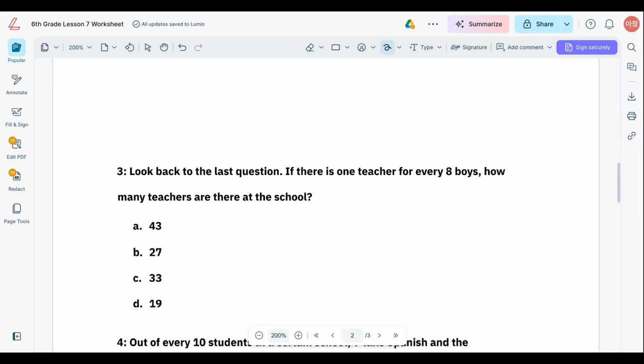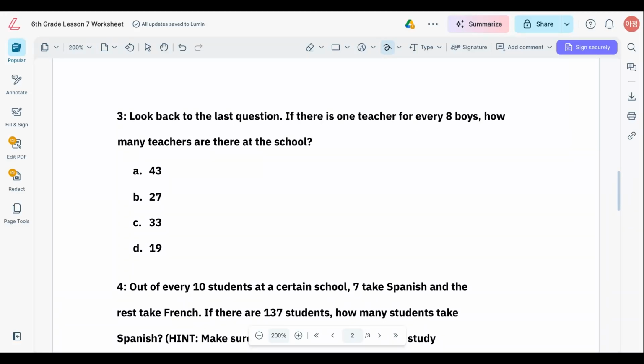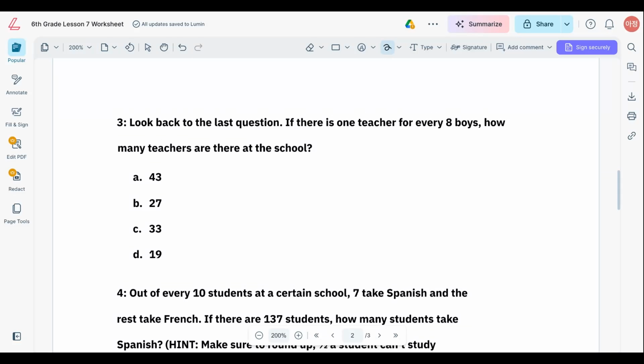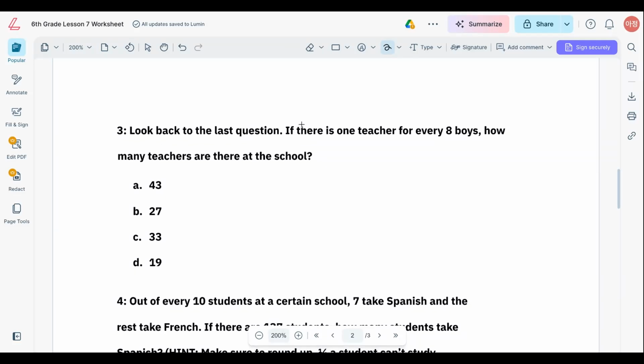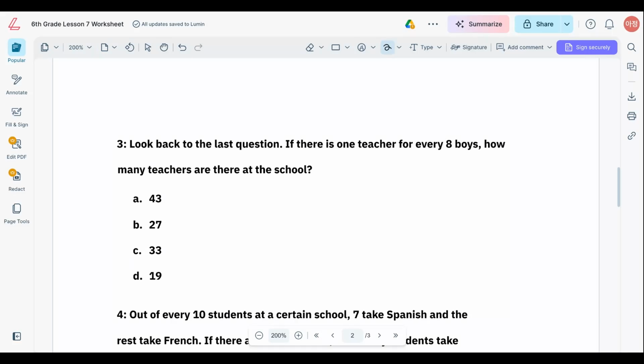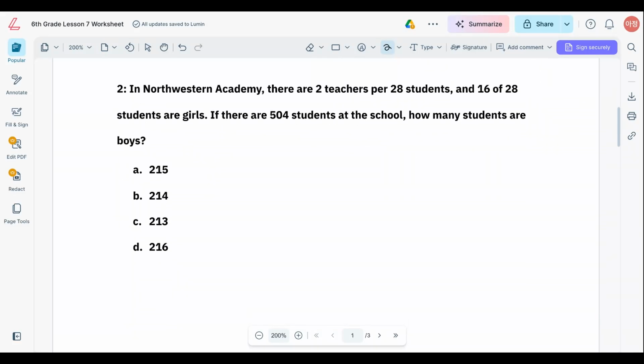Let's skip through this problem and go to number 3. Look back to the last question. Since it's saying to look back, let's just try this one as well. In Northwestern Academy, there are 2 teachers per 28 students, and 16 of 28 students are girls. So 2 teachers for every 28 students. I don't know if that would be relevant to what we're looking for.